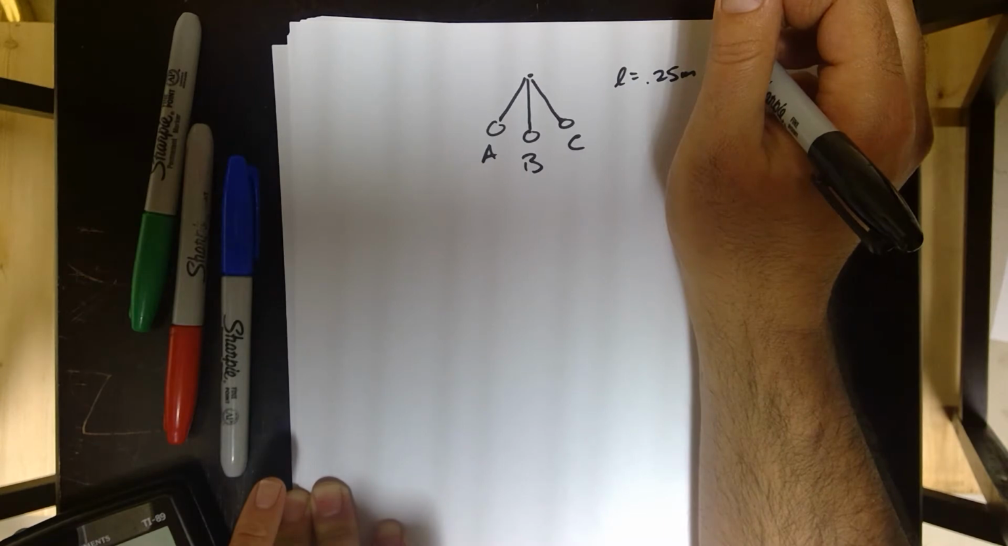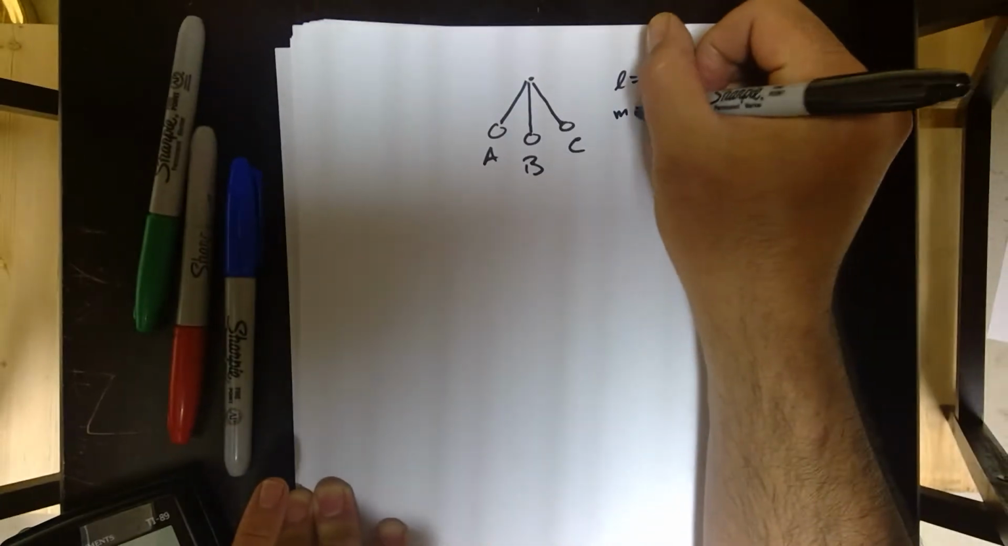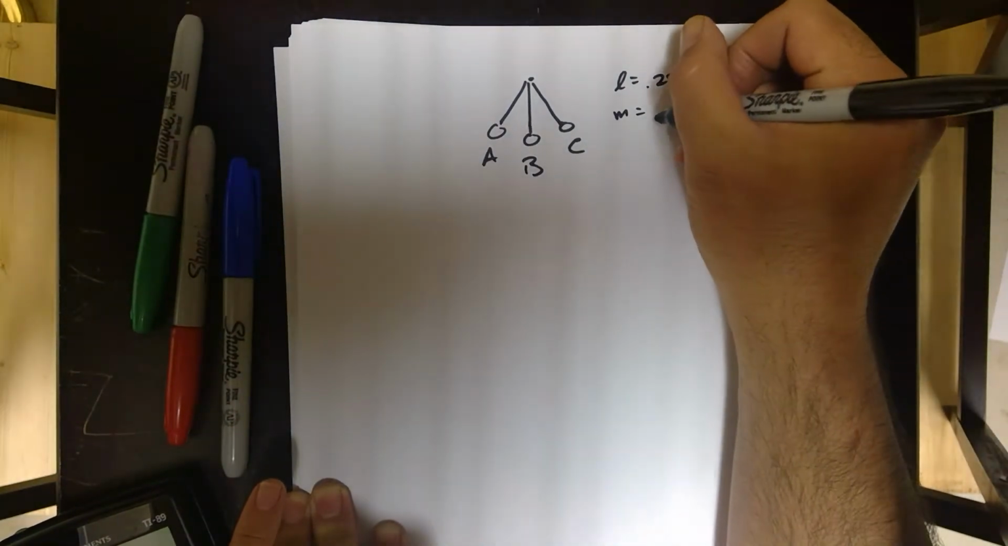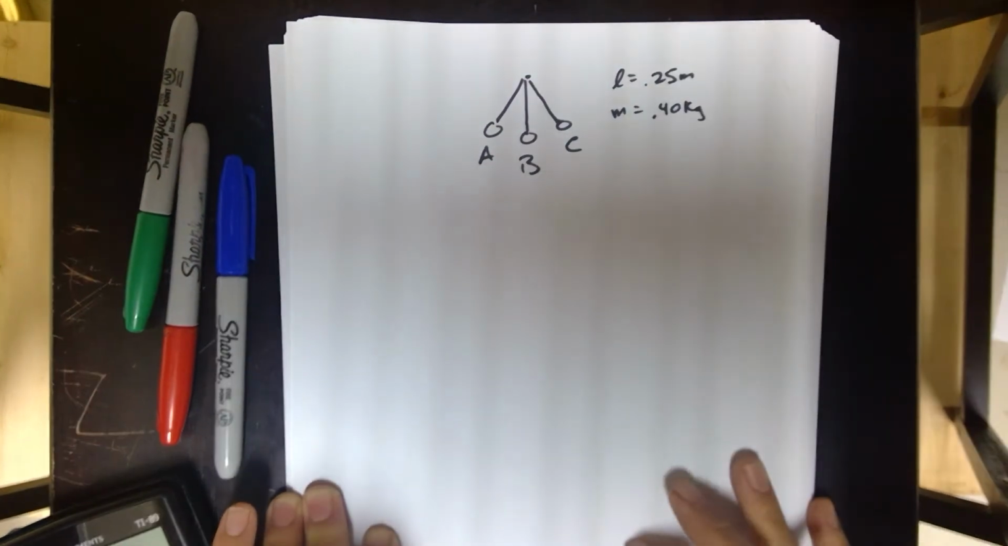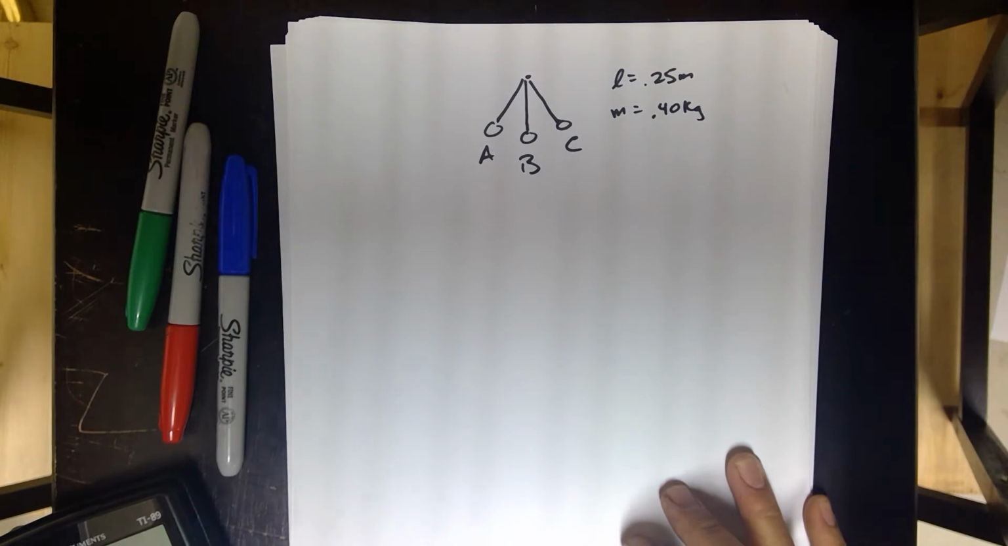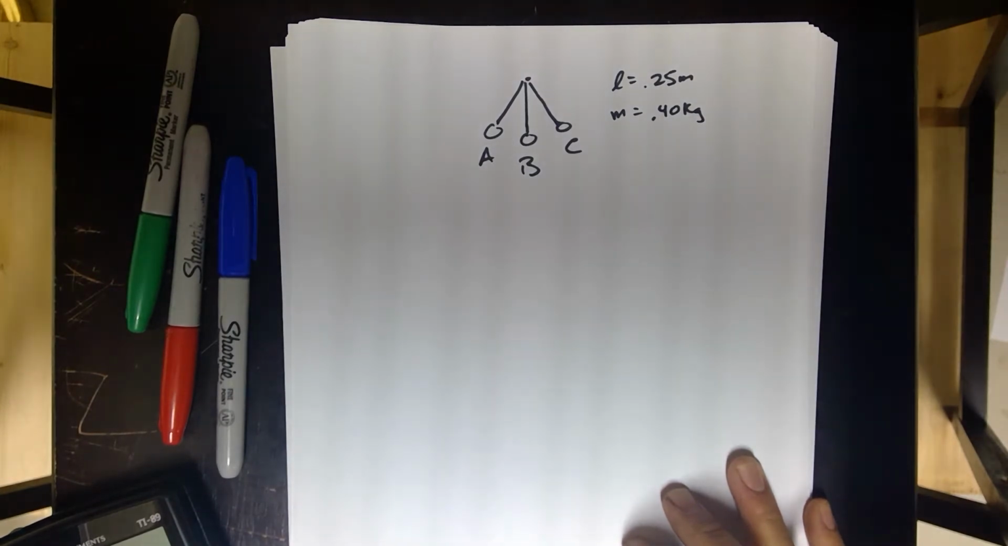And then the mass that's attached to it is 0.40 kilograms, or 400 grams basically. First thing we're asked to do is calculate the expected period of the pendulum.